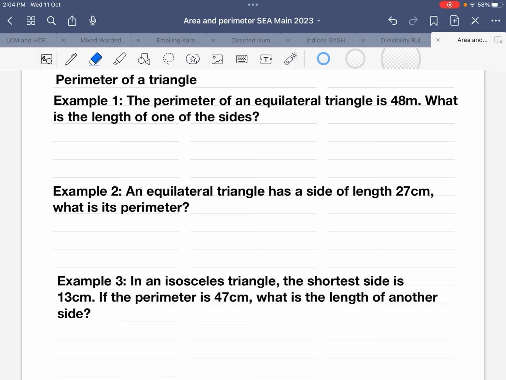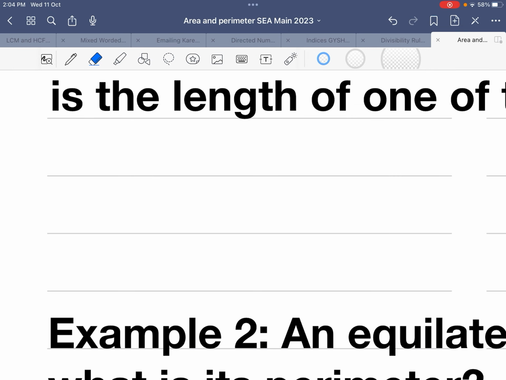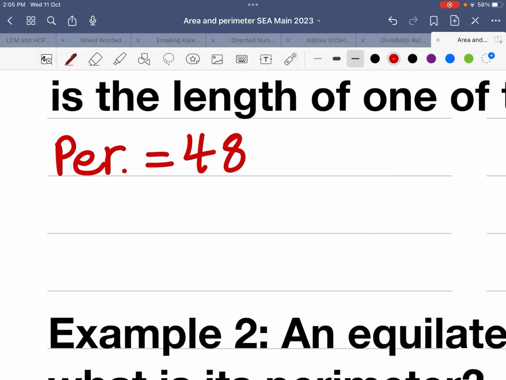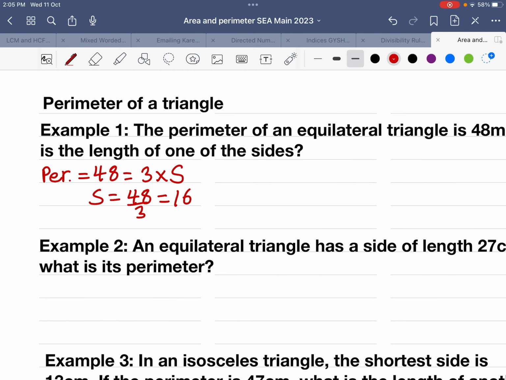So we know that in an equilateral triangle, all the sides are equal. So the perimeter, which is 48, is equal to 3 times the length of the side. So one side will be equal to 48 divided by 3, which is 16. So that's 16 meters.